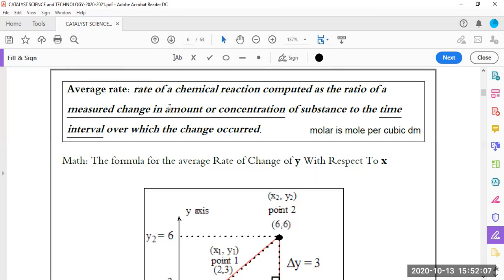Now, average rate, again, is the rate of a chemical reaction computed as a ratio, a division, of a change in concentration by time, the measured change in concentration of a substance to the time interval over which the change occurred. That change in concentration you're measuring happened within what time? So you divide that concentration change by that time, and you get the average rate.